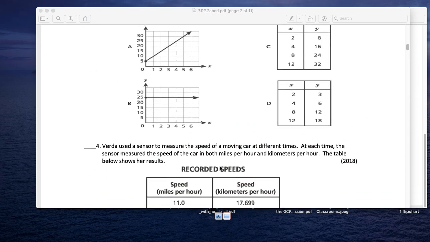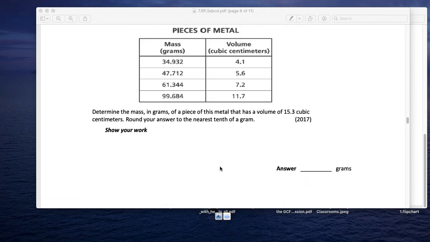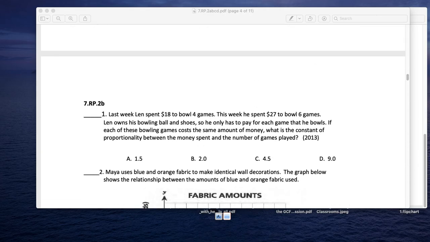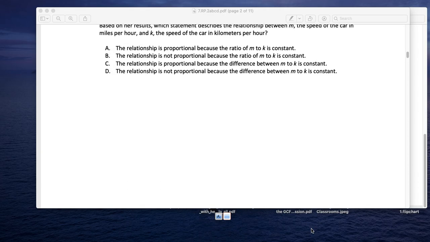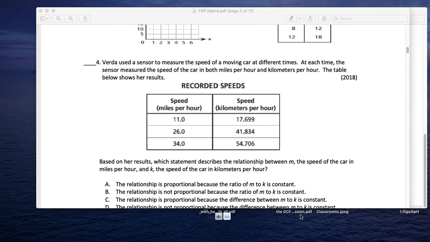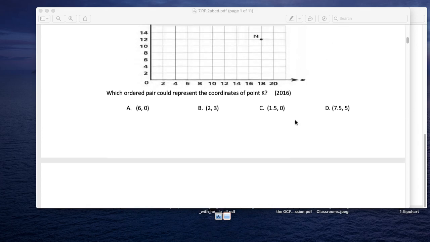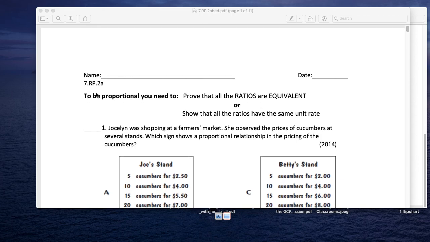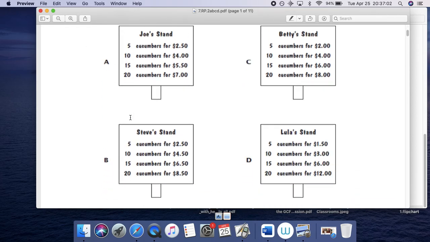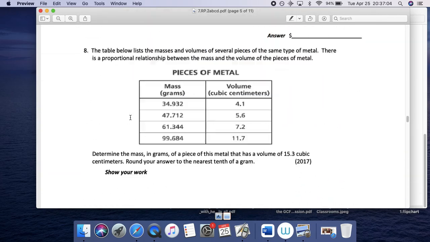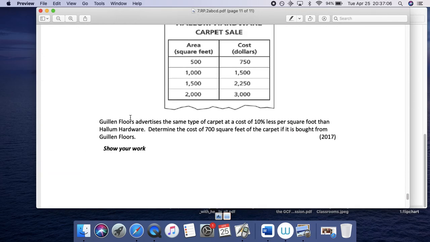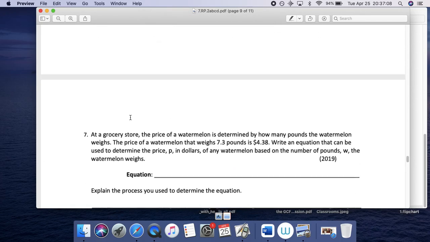The more questions a particular section has, the more it shows up on the state test. This standard, ratios and proportions, has a number associated with it: standard 7.RP, ratios and proportions 2a. Notice that there are a lot of questions, which means that it shows up a lot on the state test.